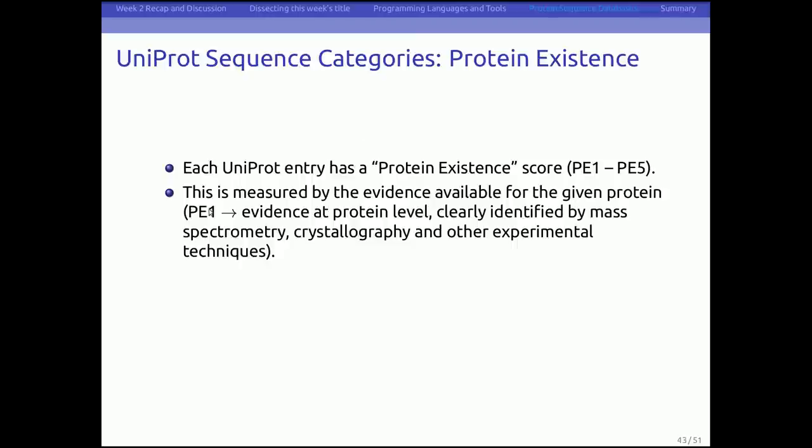So PE1 is the highest score, which means that for a given sequence, there is evidence at the protein level. So the protein has been observed, it's been identified by mass spec or crystallography, other experimental techniques. So we are pretty darn sure that this sequence is correct. And PE5 is for unknown proteins or hypothetical proteins or just maybe badly refined proteins where we just don't have enough information yet. But this is just a quick look into the curation inside UniProt. So there are five categories of curation. And there is another help page called Dubious Sequences, and you can click on this and go there in your spare time and read more about this scoring system.